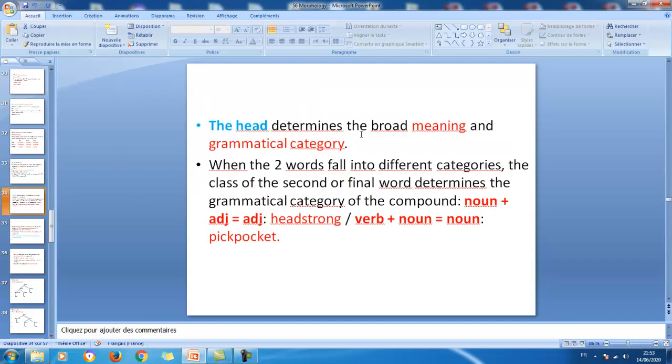Now the head determines the broad meaning and grammatical category of the compound word. When the two words fall into different categories, the class of the second or final word determines the grammatical category of the compound. For example, noun plus adjective: the whole compound is considered an adjective, for example, headstrong. Now, verb plus noun: the whole compound takes the category of the last item. It's a noun, for example, pickpocket.